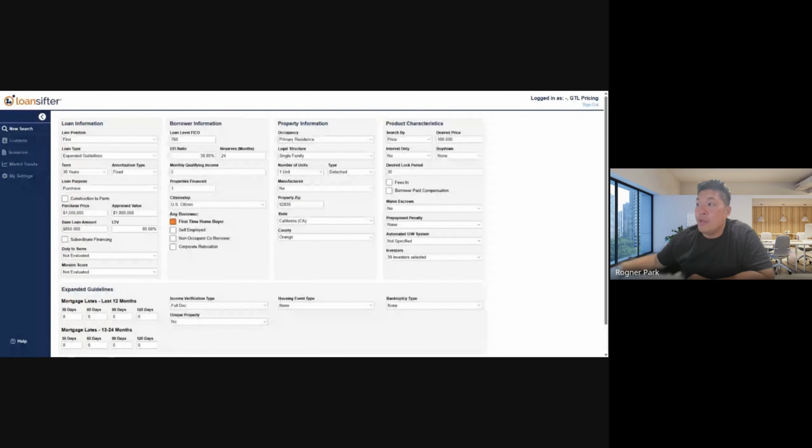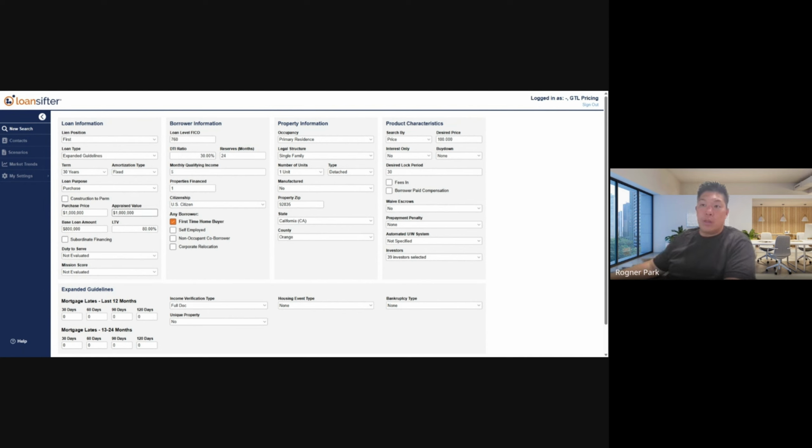Now, the reason why I'm bringing this up is because on the conventional side of things, more likely than not, you're going to go non-delegated, right? You're not going to wholesale a conventional loan. But when it comes to DSCR, your outlets for wholesale become a little bit more widely used, okay? More beneficial.